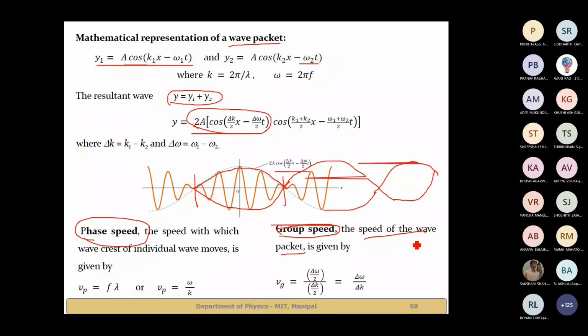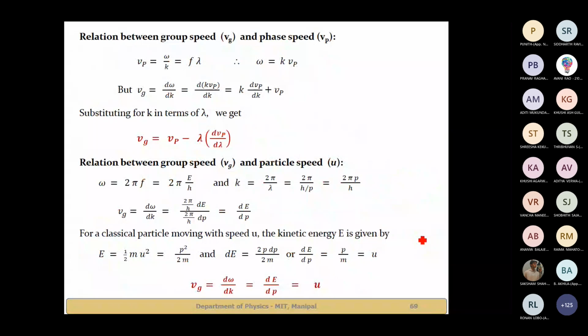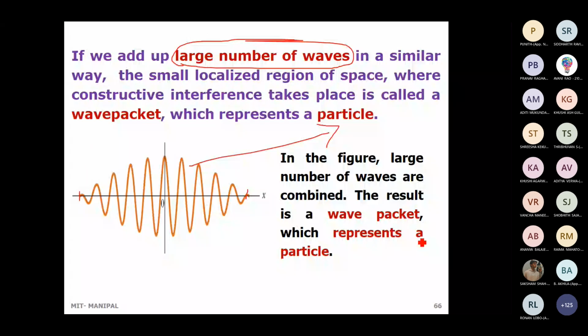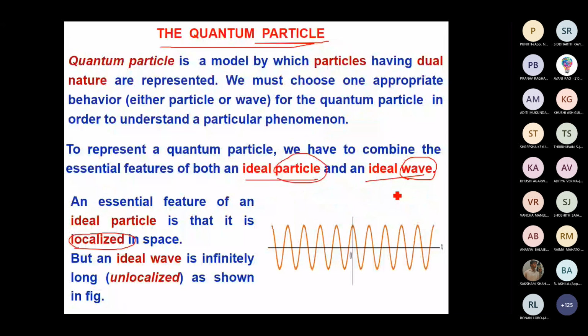The quantum particle is a model brought in to combine the essential features of the ideal particle and the wave. The essential feature of the particle is the localized nature, and the essential feature of the wave is that it is unlocalized. You can see here, it is not local, it's an infinitely long wave train. So both need to be combined. We can do that by building a localized entity, which is required for the particle to exhibit the particle nature.